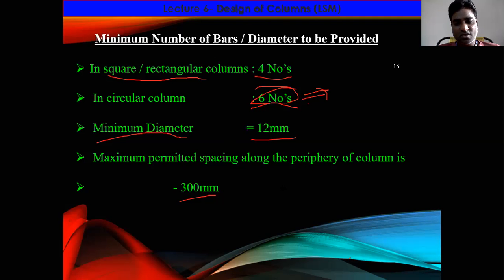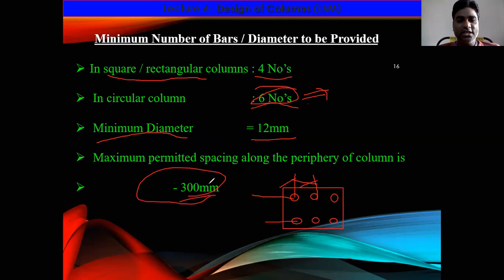suppose this is a column, let us say, and you have the reinforcement. I'm not drawing the lateral ties. So let us say there are some bars. The maximum spacing along the periphery of the column is 300. That means the distance between these bars should not be greater than 300 mm.